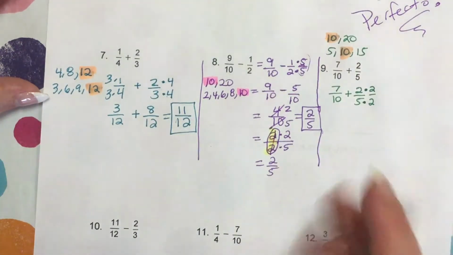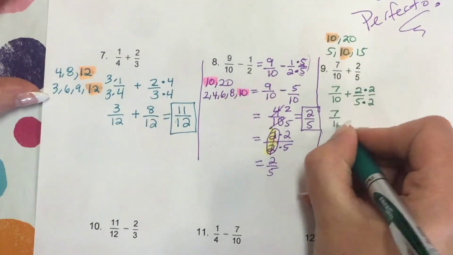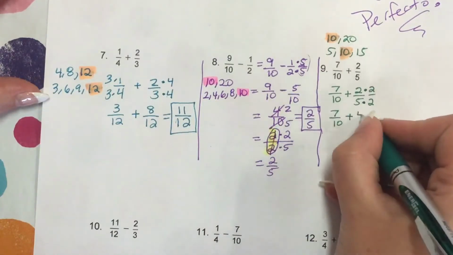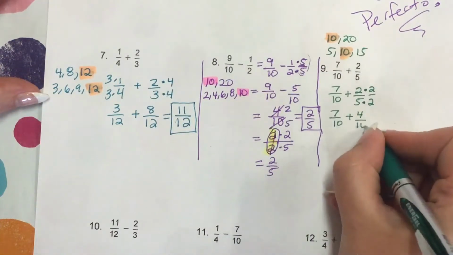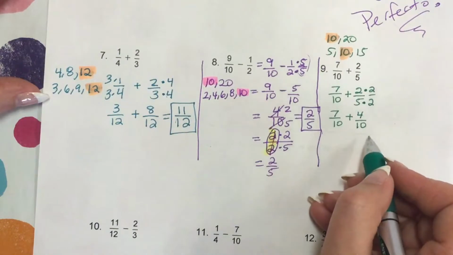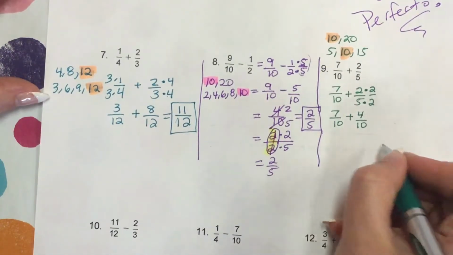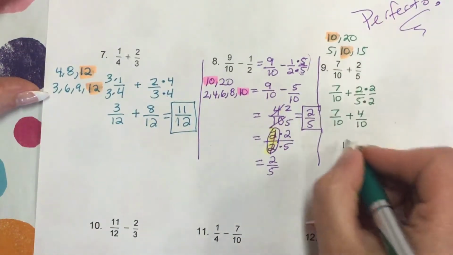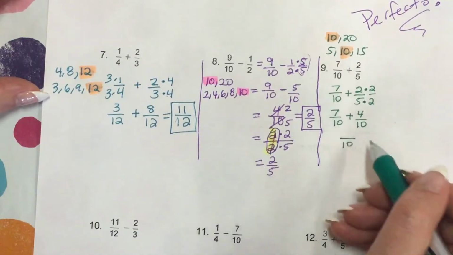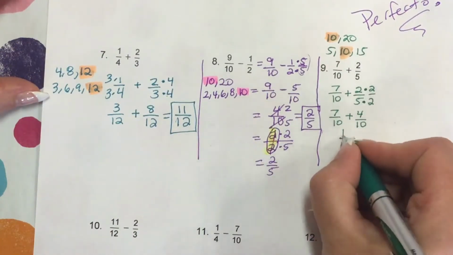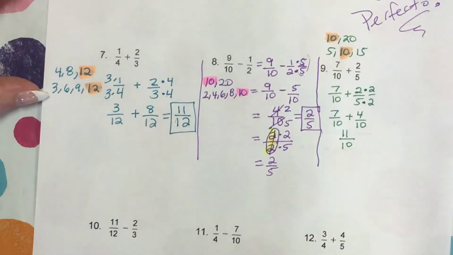So, cool. I have 7/10 plus 2 times 2 is 4, 5 times 2 is 10. And so I have my common denominator. My answer is going to have a 10. I'm working vertically in it. And then 7 plus 4 is 11. So I have 11/10. Does anybody see anything?